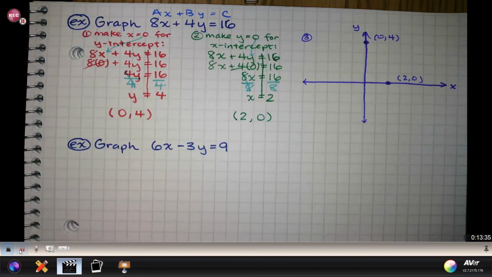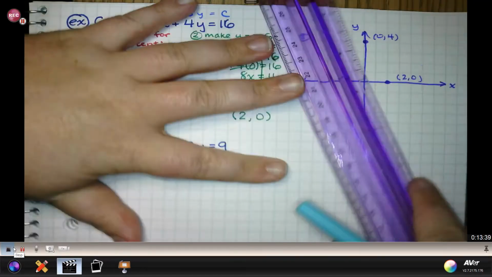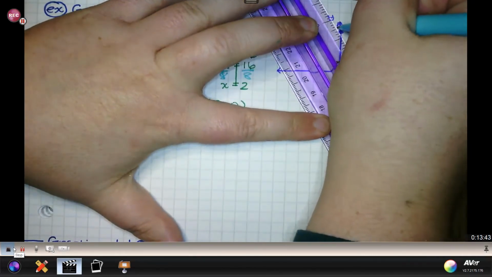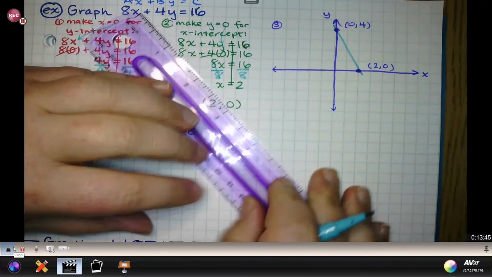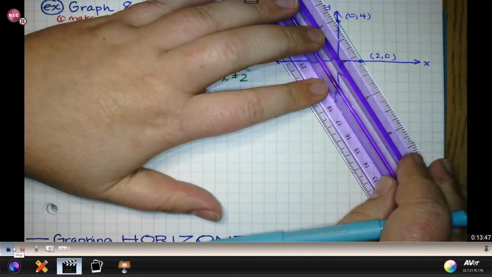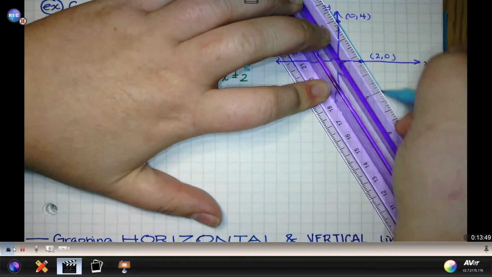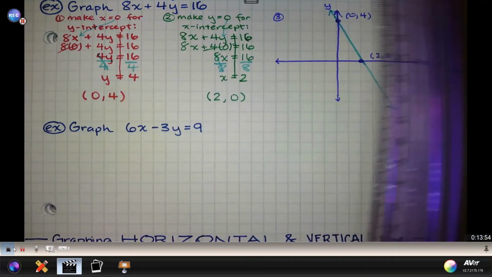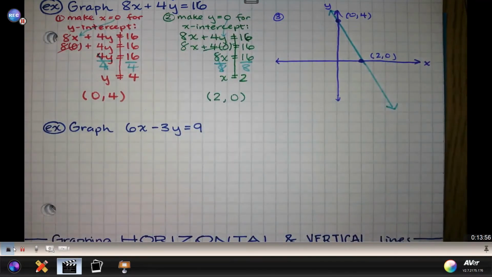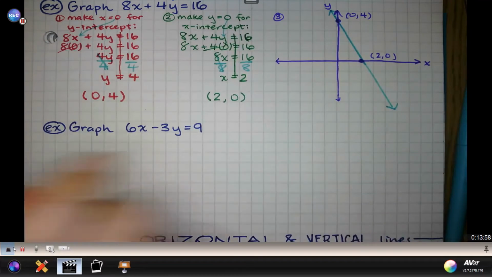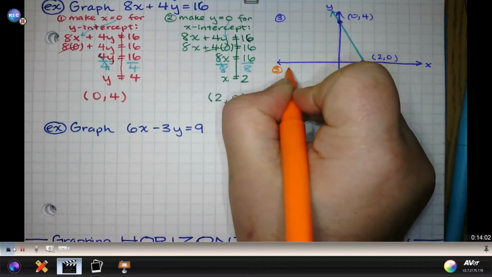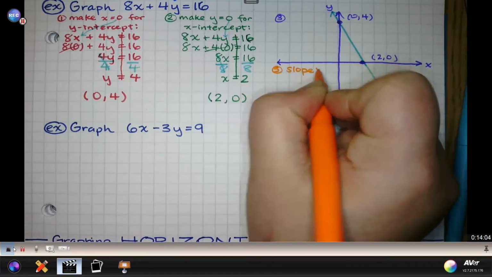Okay, now step 4 says to put a line through it and make sure it goes all the way across. So please, no wimpy lines. Don't just do that and be like, oh, I'm done. This line technically goes on forever and ever and ever. So I'm going to make it really long and put arrows on it because it keeps going.